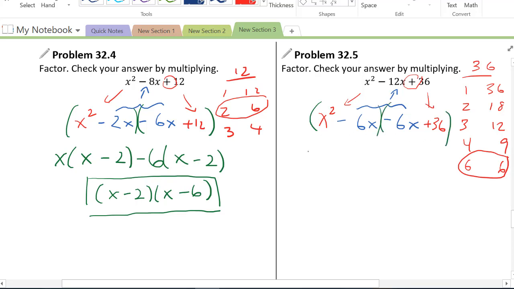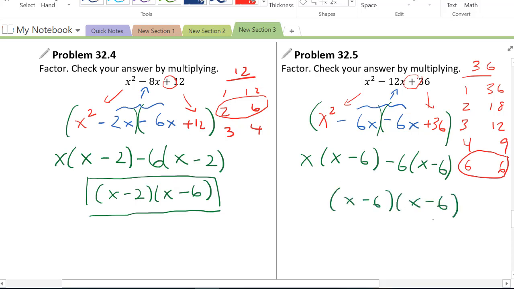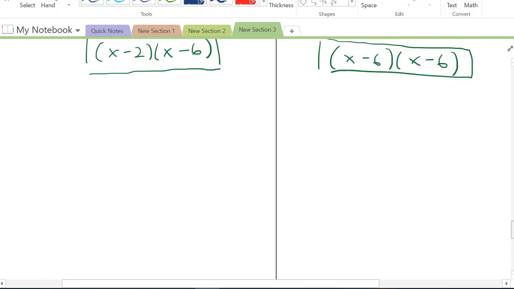What can I factor in the first two? I can pull out x. What's left over? x minus 6. What can I factor from this group? I see a negative here, right? So I've got to pull out negative 6. What's left over? x minus 6. What's in common? x minus 6. What's left over? x minus 6. And that's it. Oh, and that's it. Okay, yeah, see?